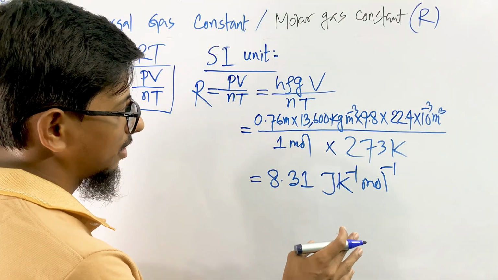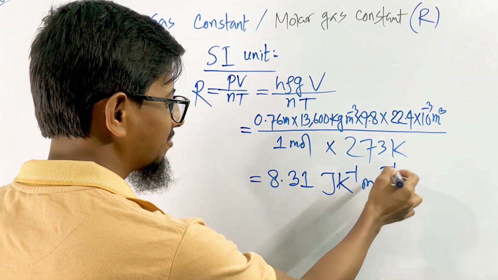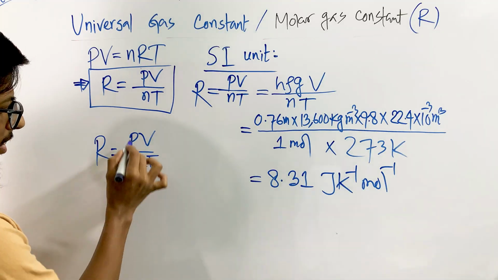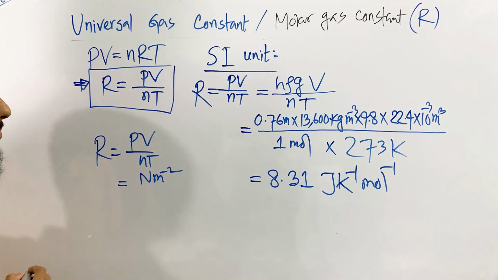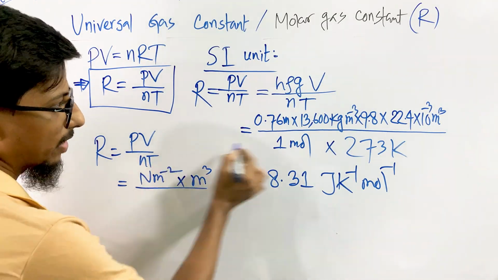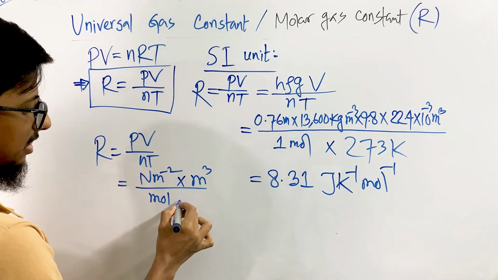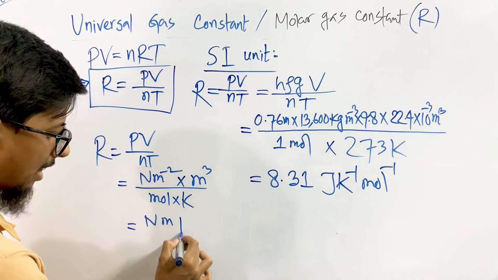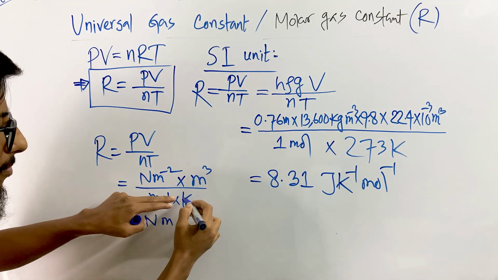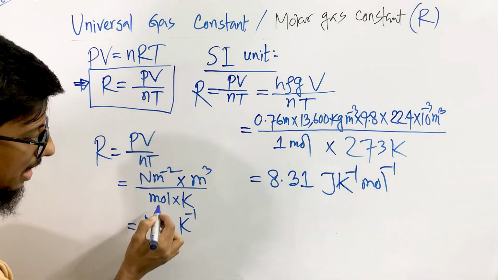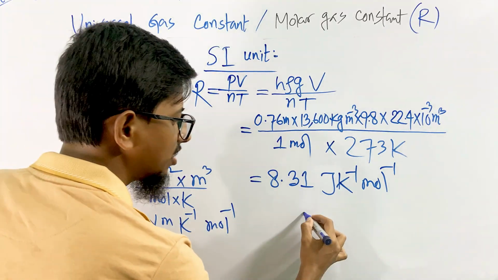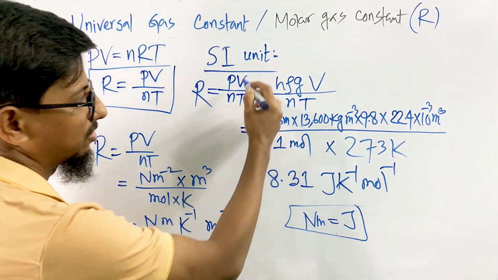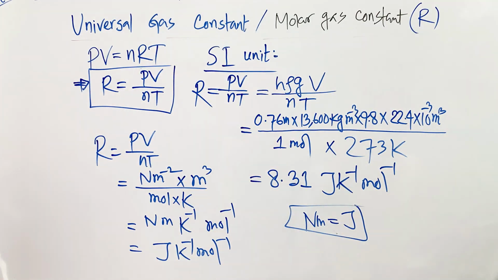Let me clarify, before you ask, how I found the unit joule per Kelvin per mole. Here R is equal to PV divided by nT. P is the pressure, and the unit of pressure in SI unit is Newton per meter squared, and the volume is meter cubed. n is mole, and temperature is Kelvin. If you multiply, you have Newton times meter, and then Kelvin inverse, because if I take Kelvin from the denominator to the numerator, I have to put Kelvin inverse, and similarly mole inverse. And Newton meter is nothing but joule. So this becomes joule per Kelvin per mole. This is how I find the unit of R. I hope you understand this.